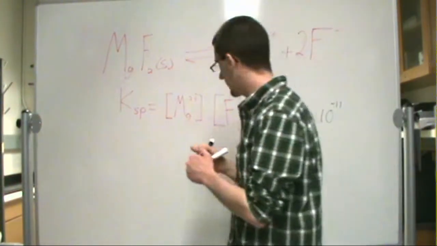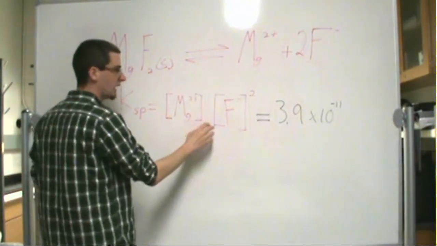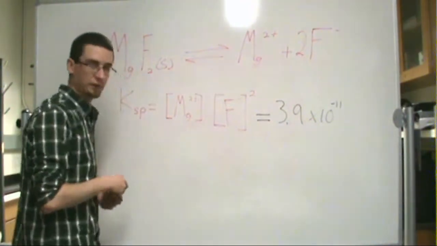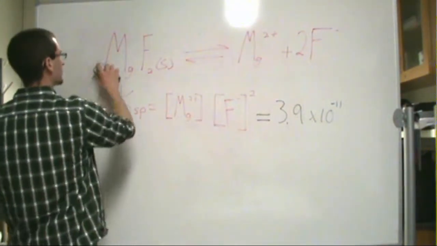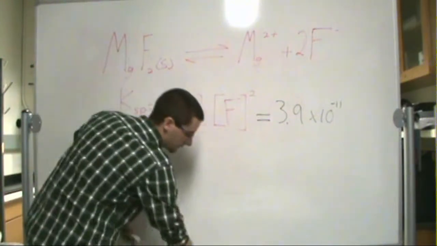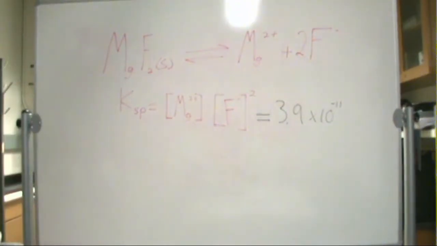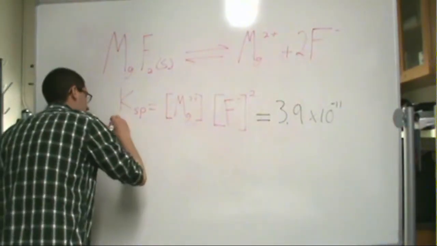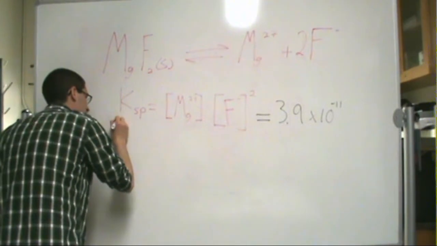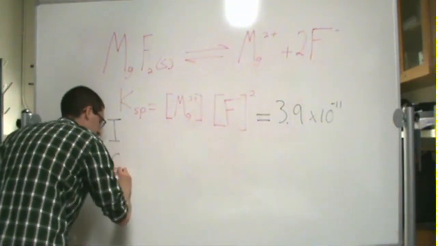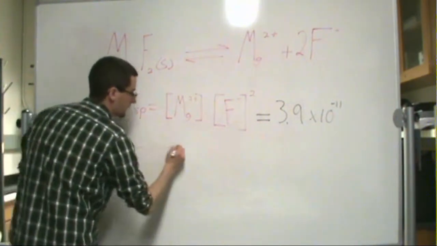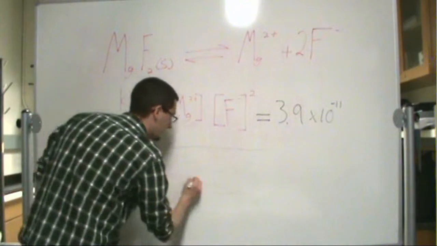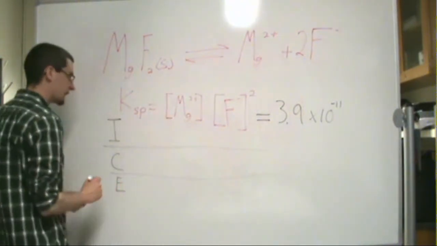So let's say we want to know how much magnesium and how much fluoride we have. So we have to do something called an ICE diagram, or an ICE table. I'm going to do the ICE diagram down here. I need to check if you can actually see that. You should be able to. ICE: the I stands for the initial concentration, the C stands for the change, and E stands for at equilibrium. So let's draw that out like that.